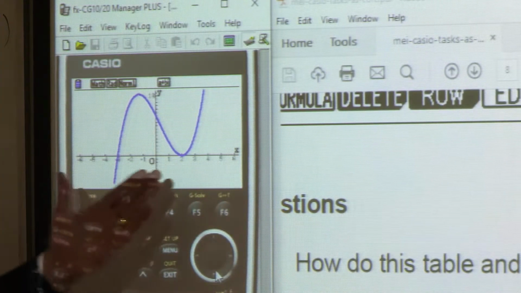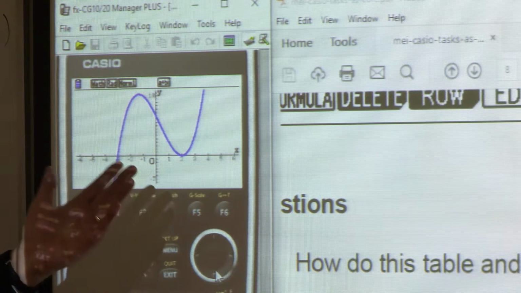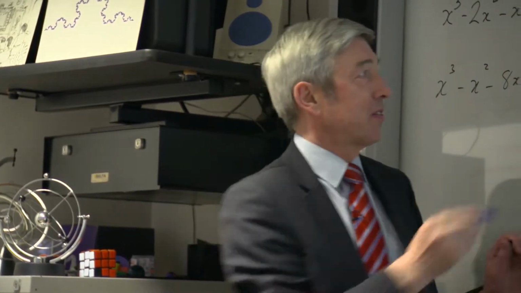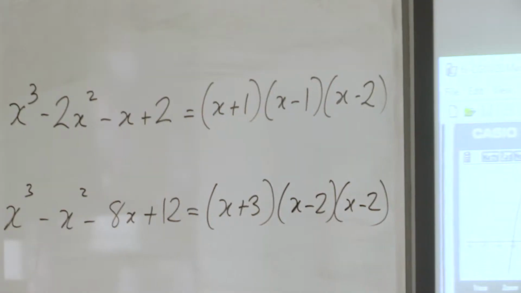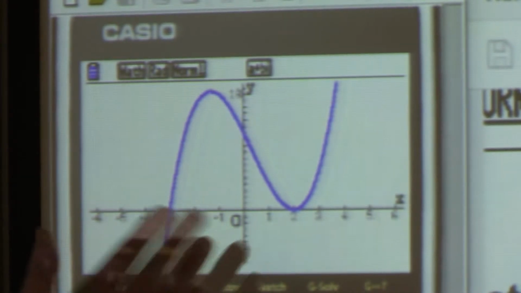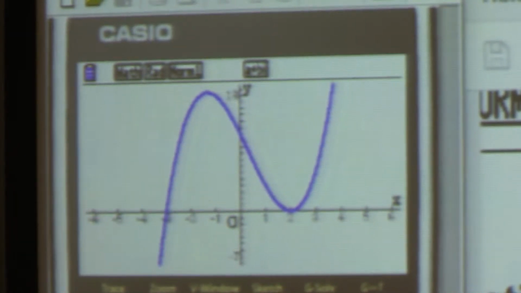So if we look at the graph now, explain what you see there. The graph just touches the x-axis at 2, so 2 of the factors will be x minus 2. What's our first factor? x plus 3, x minus 2, and x minus 2. And can you all see, tying in the table and the graph allows us to see that so quickly.